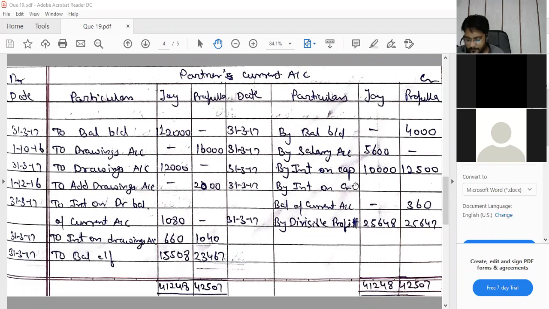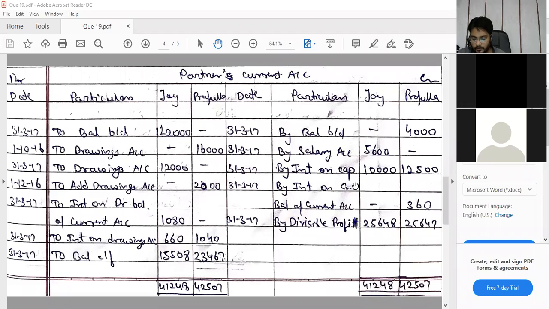Fourth adjustment, Prafulla introduced additional capital of 20,000. We already calculated this; it will affect your interest on capital. On 20,000, only 3 months' interest is charged, and on the rest of the amount, the whole year's interest is charged. So this is what we already calculated yesterday.